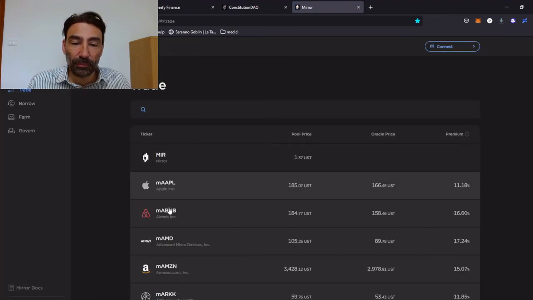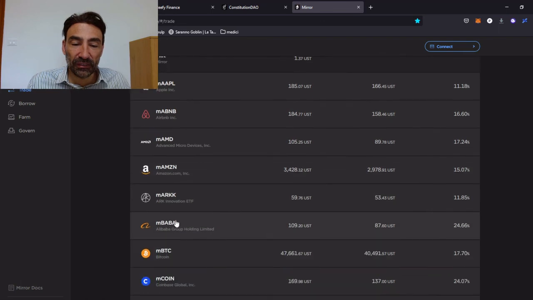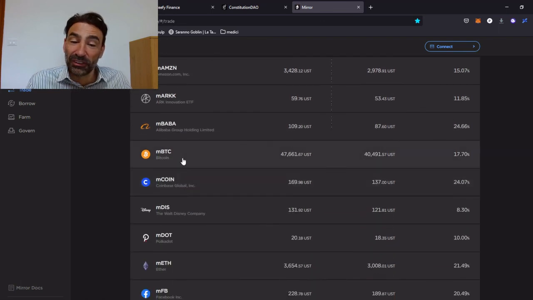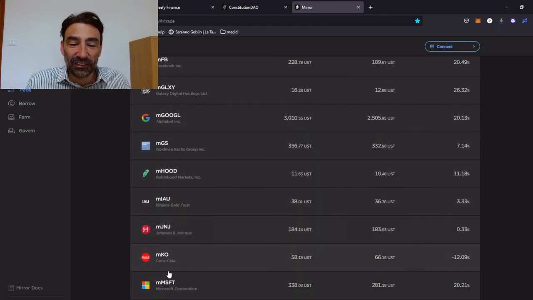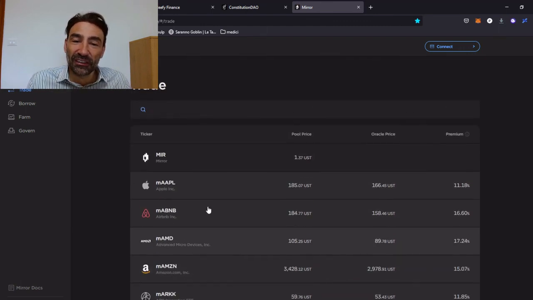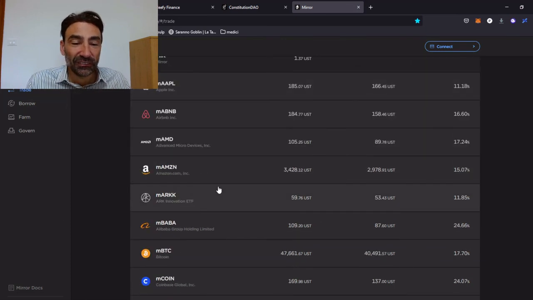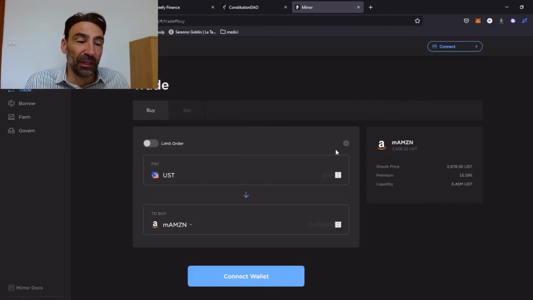Okay, look: Apple, Airbnb, Amazon, Alibaba, Bitcoin in the middle, Disney, Ethereum, Google. This is a simulation of the stock market. It's a smart contract. It gives you also borrow. There is also a govern here, bottom, which means that it's also a DAO. It's a smart contract in which you can buy Amazon stocks. You can pay, it's on Terra network, you can pay with some crypto, perhaps only with USD.